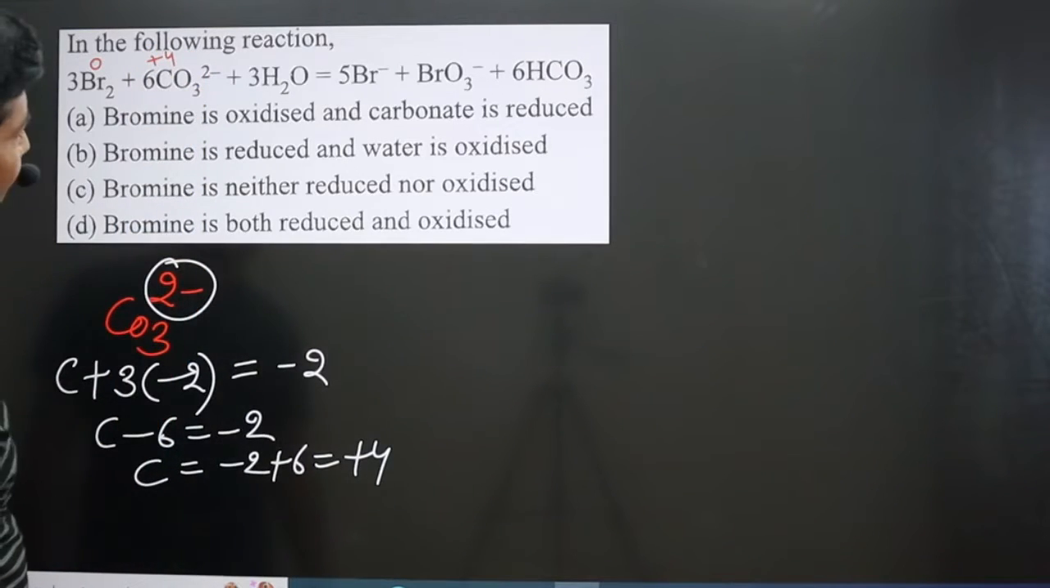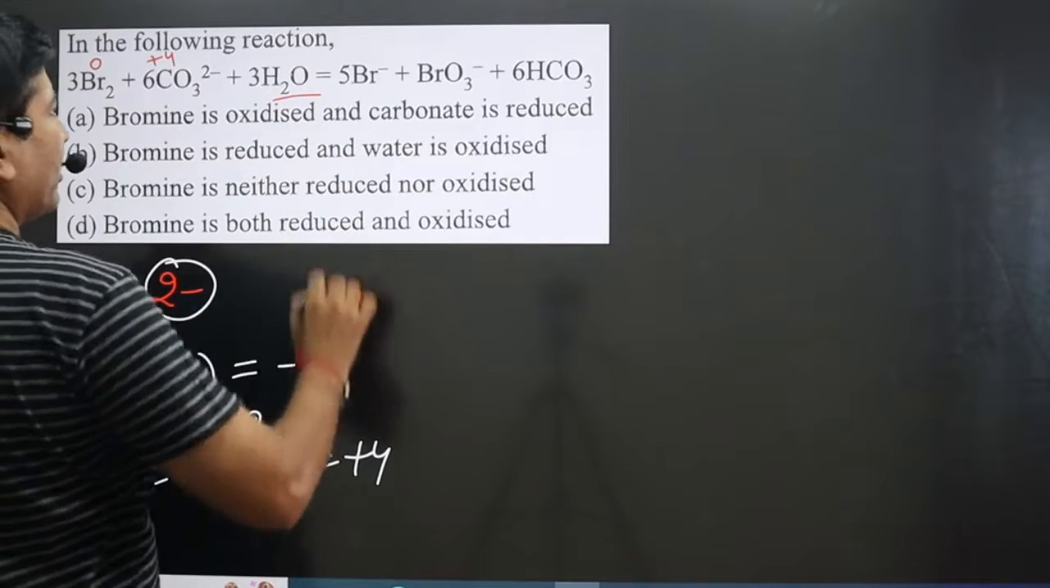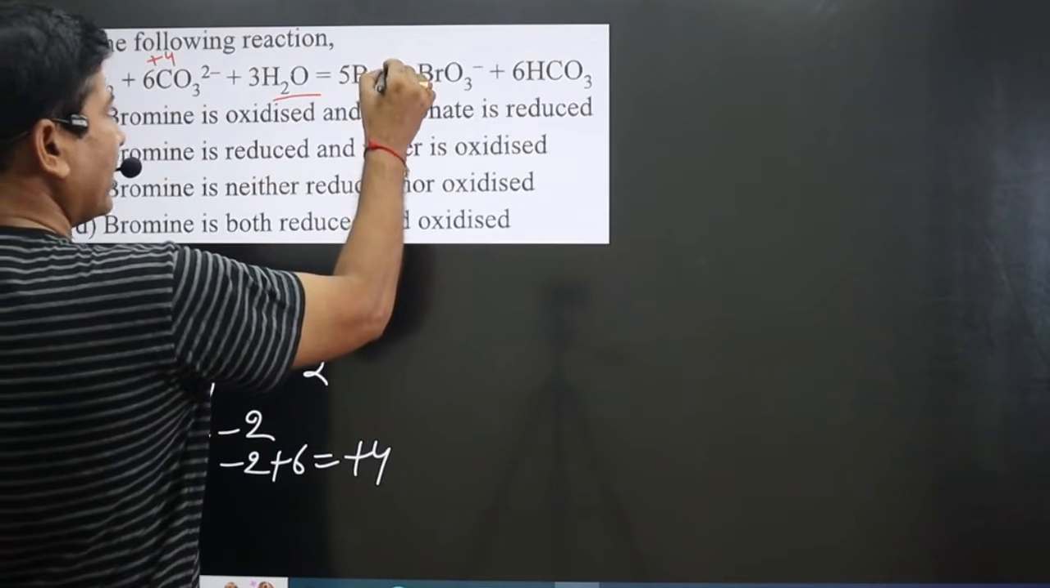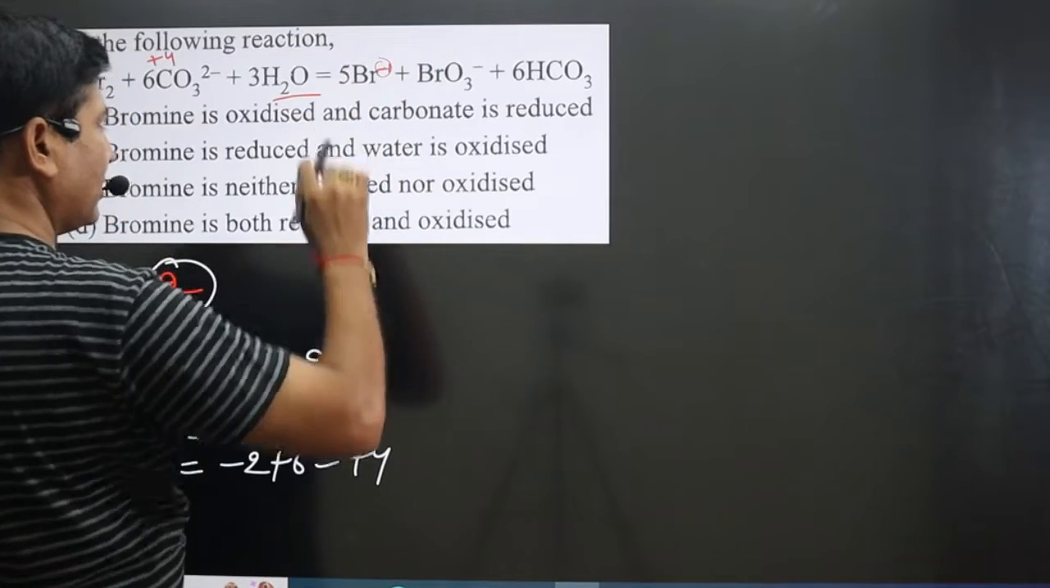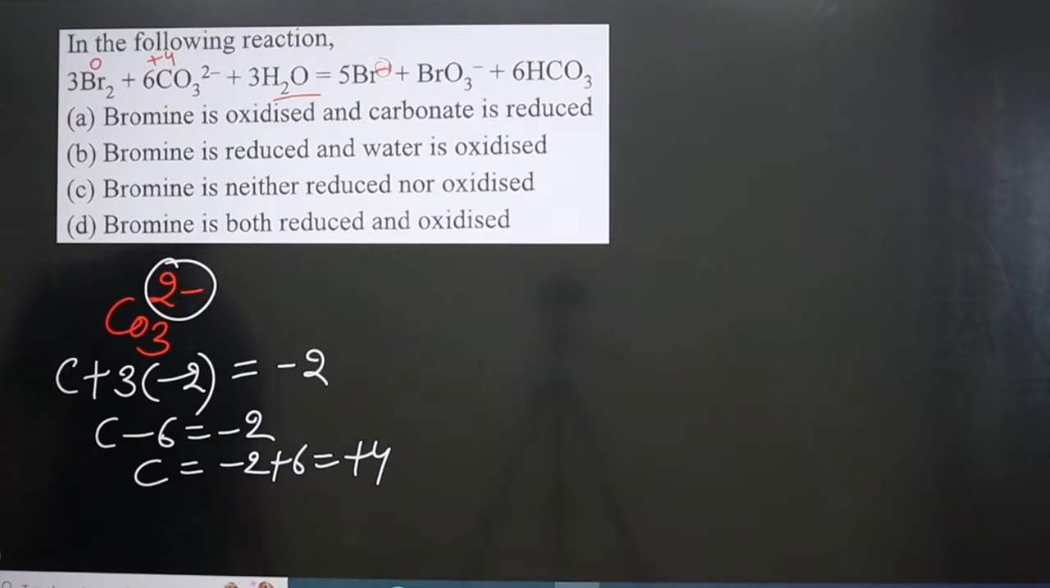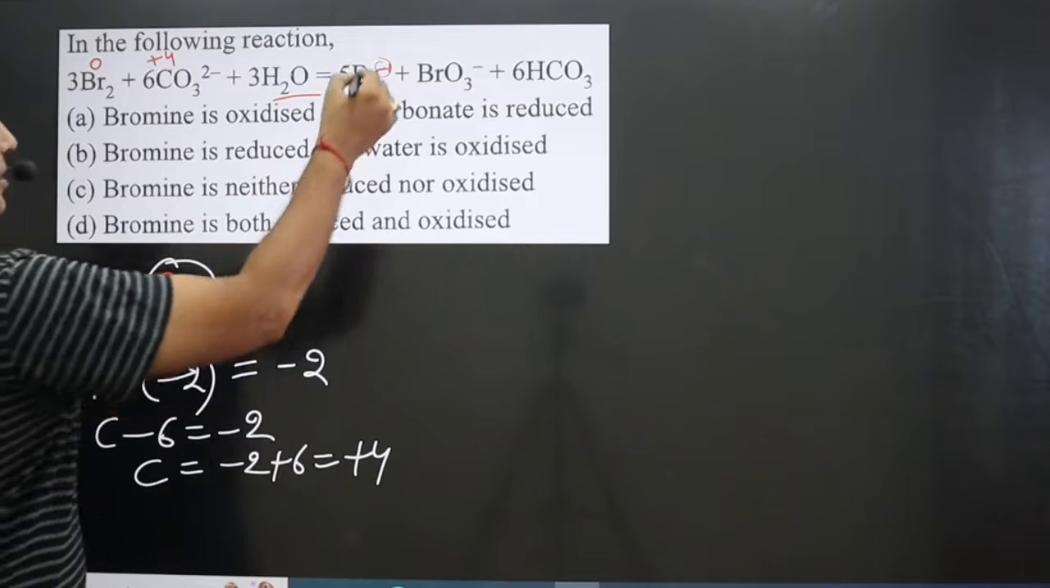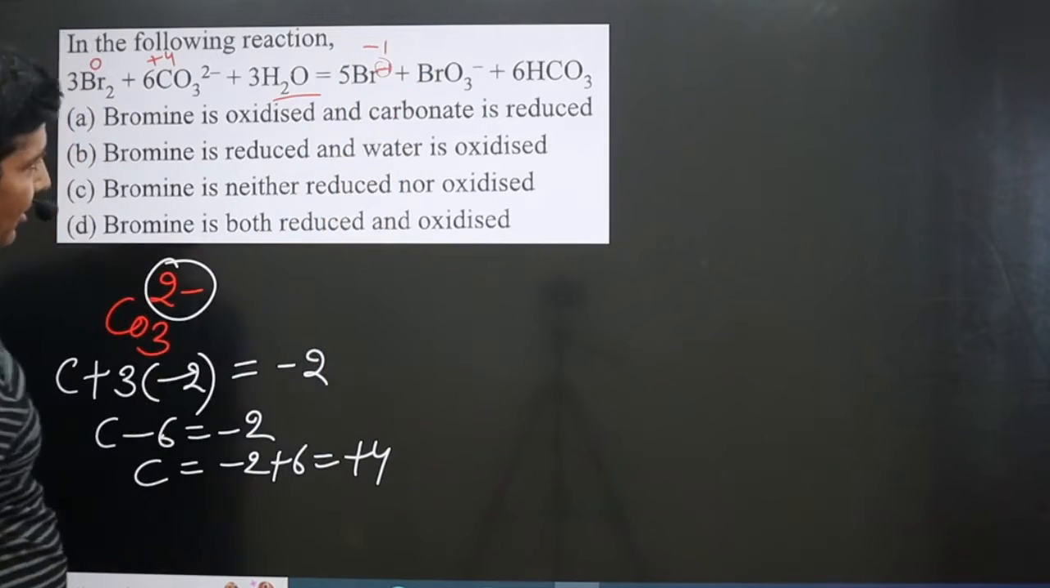Next, water is a medium, so we can ignore it. Br minus is a monoatomic ion. For a monoatomic ion, whatever the charge is given there, we can consider it as its oxidation number. So Br is present in minus 1 oxidation number.